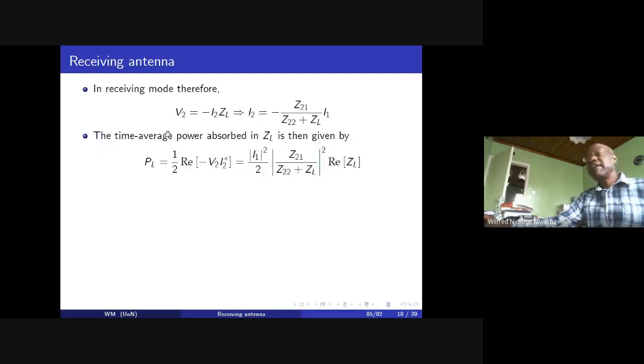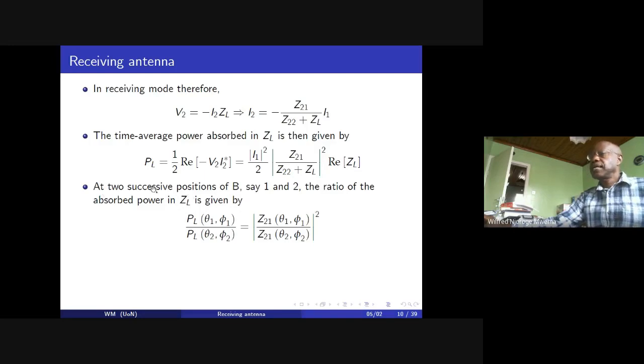So the time average power absorbed in ZL will then be given by PL equal to a half the real part of the minus of V2 multiplied by I2 conjugate. And this gives us a value of I1 squared by 2 multiplied by Z21 over Z22 plus ZL all squared multiplied by the real part of the load.